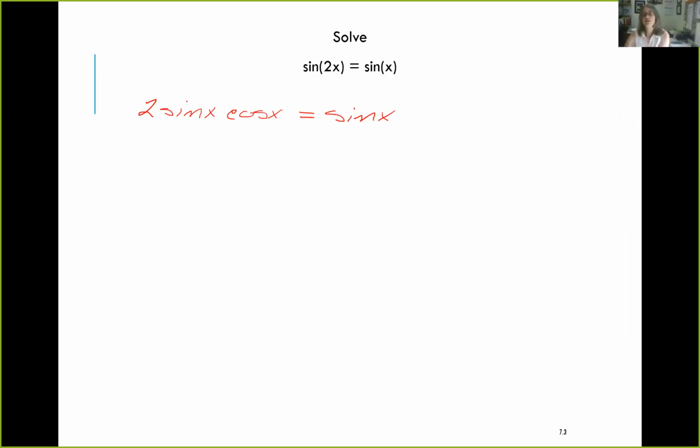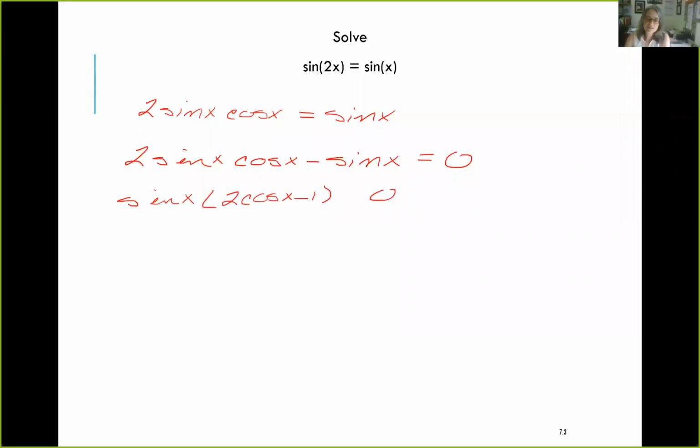So instead, what we want to do is subtract sine x from both sides. That means we now have 2 sine x cosine x minus sine x equals 0. Factor out our sine x. And we get sine of x equals 0, or 2 cosine x minus 1 equals 0, which means cosine x equals 1/2. So going around our unit circle, x is 0 or pi, or pi over 6, or 11 pi over 6.